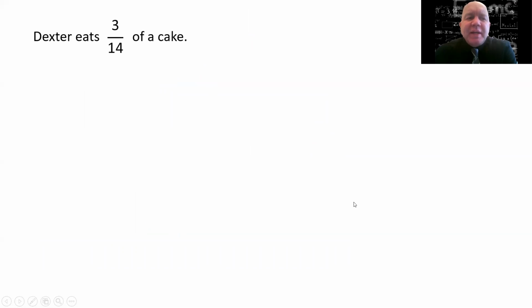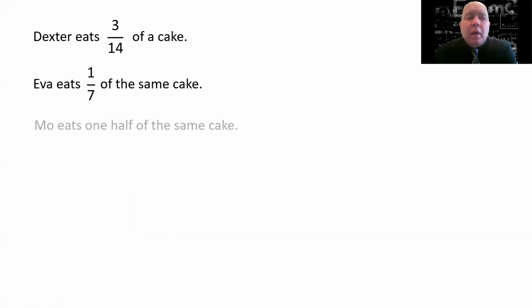All right, let's put that into a word problem now. Exactly the same maths. Please do not worry just because we're throwing some words in there as well. But we've got Dexter eats 3/14ths of a cake. Eva eats 1/7 of the same cake. And Mo eats 1/2 of the same cake. So we've got three fractions there, 3/14, 1/7, and 1/2.